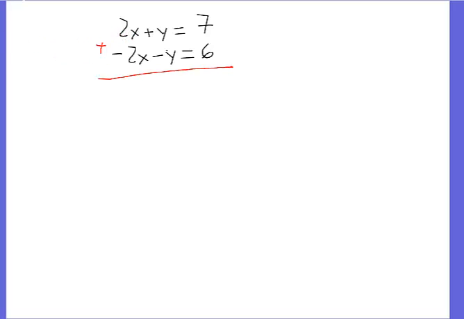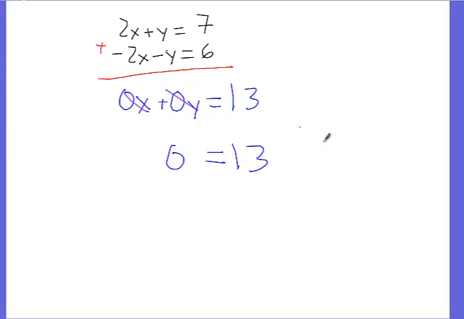So we get 2x plus a negative 2x is 0x. y plus a negative y is 0y. 7 plus 6 is 13. Well, we know that 0 times anything is 0, which tells us that 0 equals 13. Again, we have to ask ourselves, is that ever true? Is that ever going to happen? No, that is never true. 0 never equals 13. So we know it is no solution.